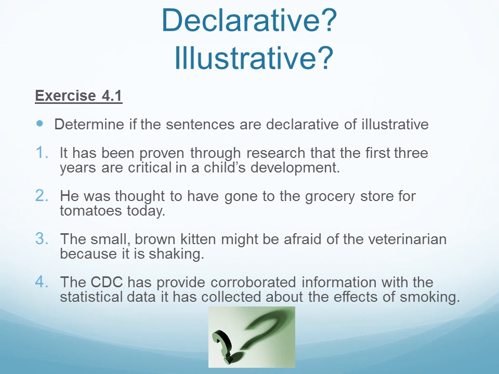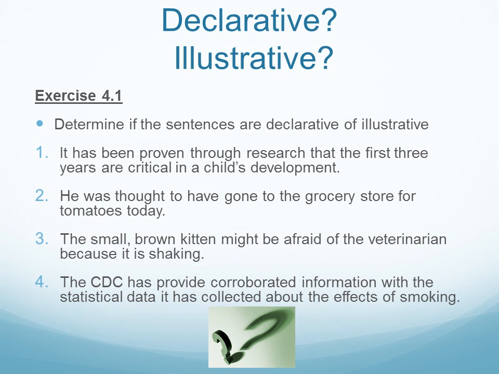The first statement: it has been proven through research that the first 3 years are critical in a child's development. Is that declarative or illustrative? You can go ahead and write these down as we're going along, and after we go through them, we will discuss which is which and why.